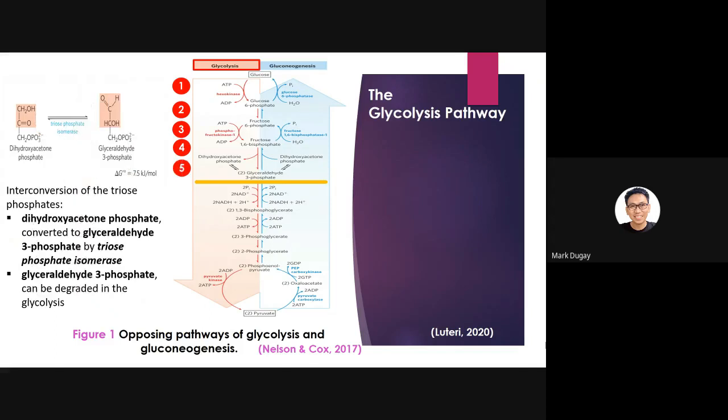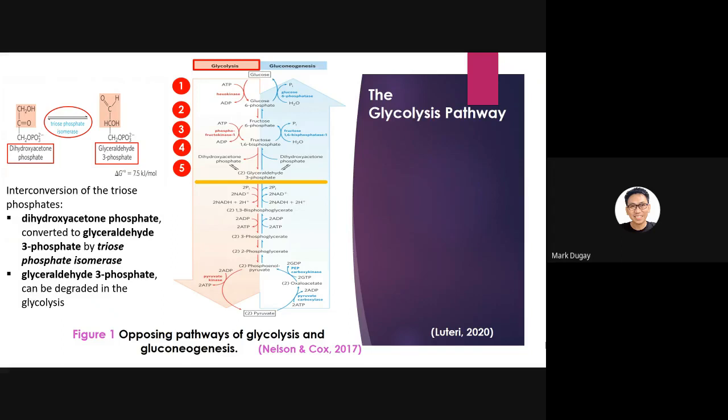Step 5, interconversion of the triose phosphates. The two different triose phosphates have different fates. Dihydroxyacetone phosphate is rapidly and reversibly converted to glyceraldehyde 3-phosphate by the fifth enzyme of the glycolytic sequence, triose phosphate isomerase, whereas glyceraldehyde 3-phosphate can be directly degraded in the subsequent steps of glycolysis. This reaction completes the preparatory phase of glycolysis.